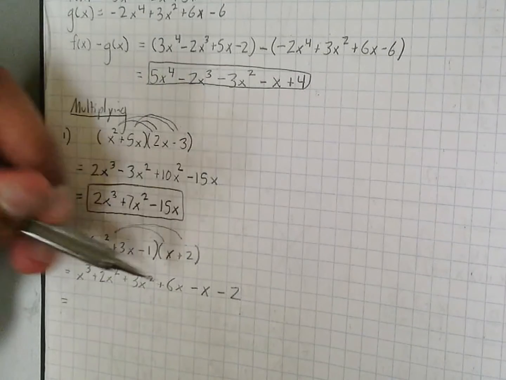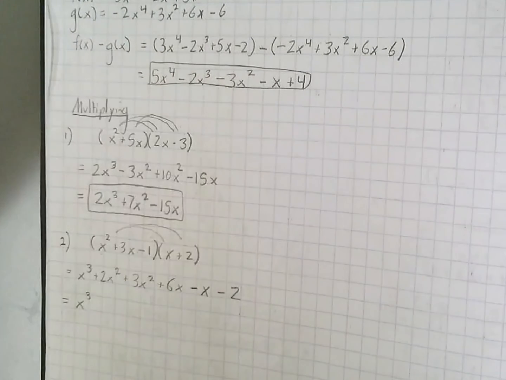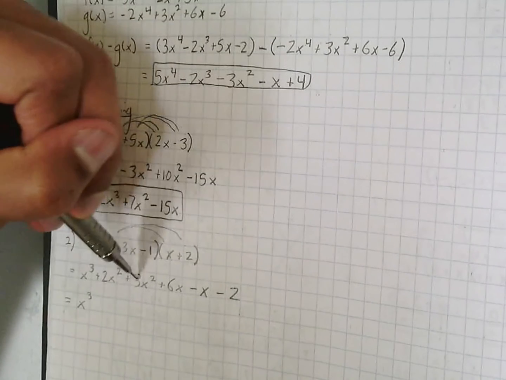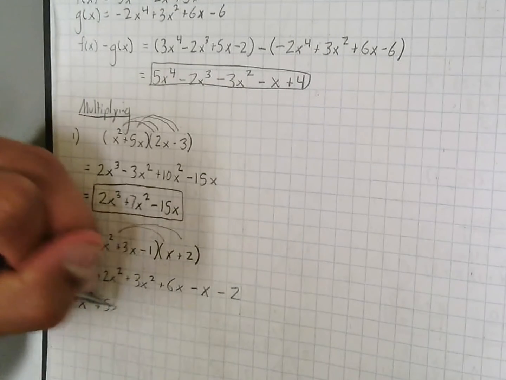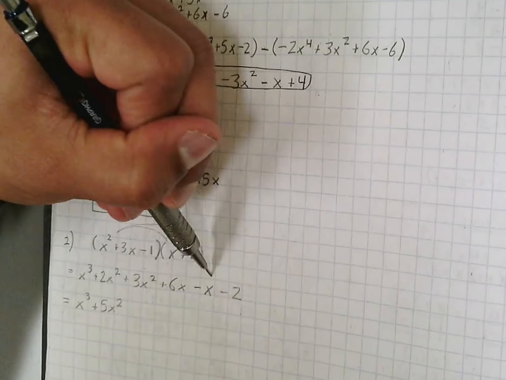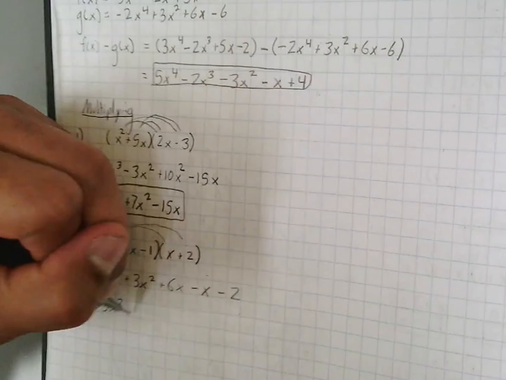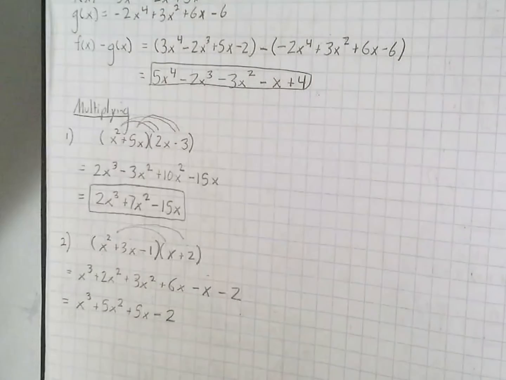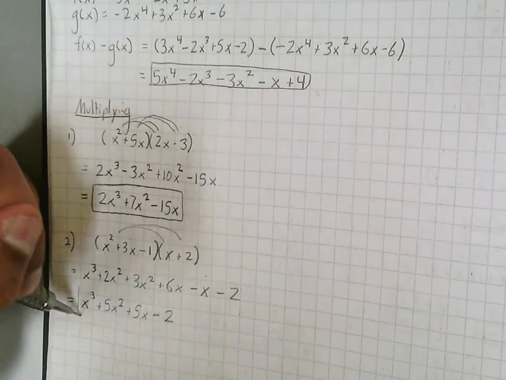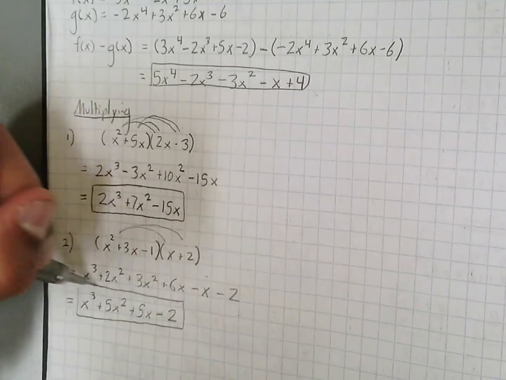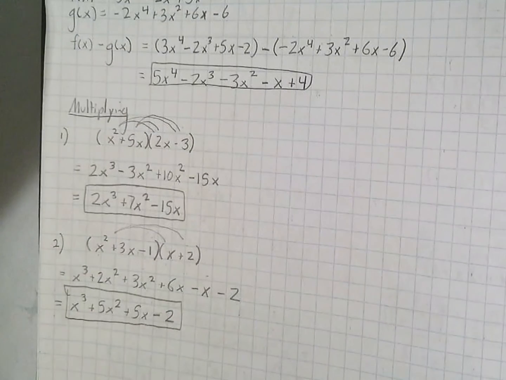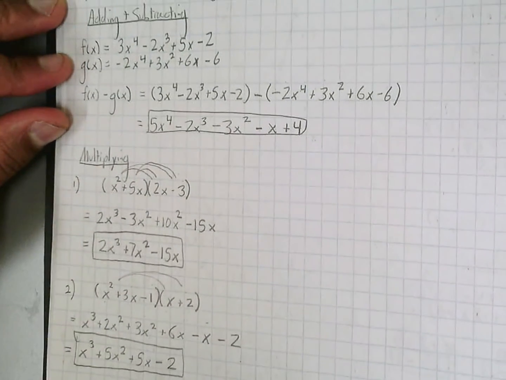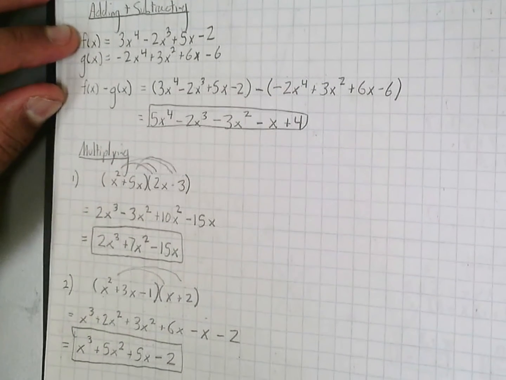X cubed, I see no other x cubed terms, so I just go ahead, rewrite x cubed. I do have 2x squared terms. 2x squared plus 3x squared is 5x squared. And then I have 2x to the first term, so 6x minus x is 5x. And there's only one constant. So there we go. All right. So that sums up our lesson on adding, subtracting, and multiplying polynomials.